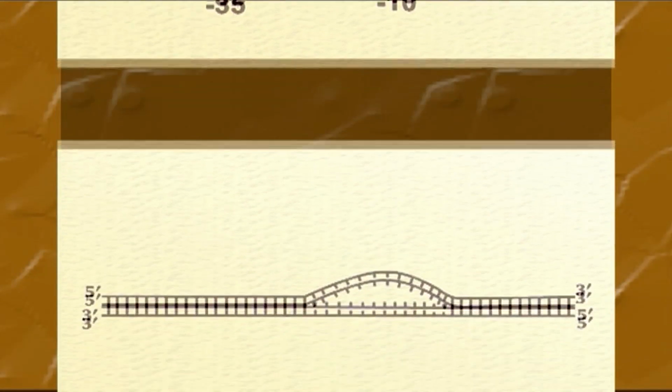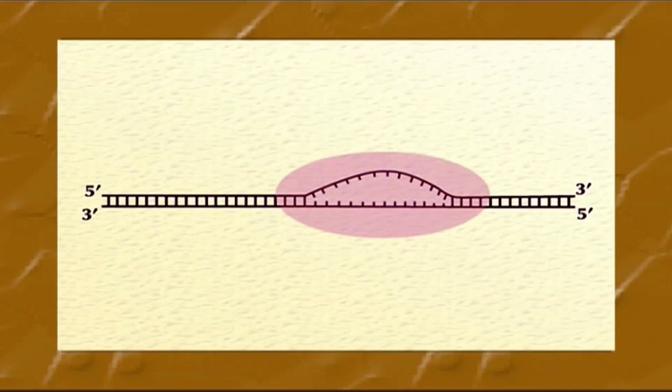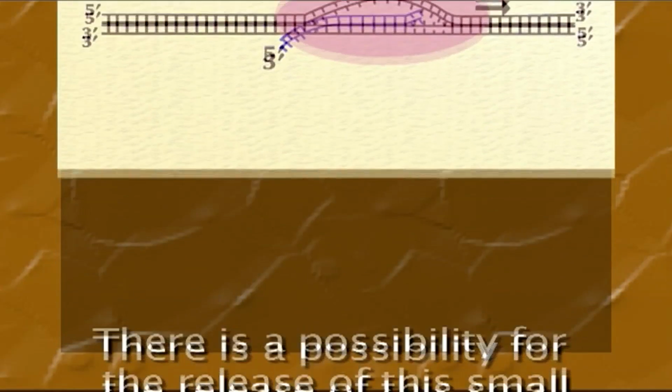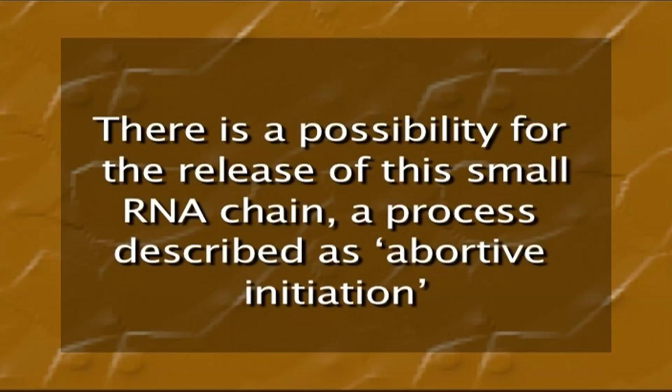Number 3, after unwinding, only one of the two strands is copied, which is achieved by incorporation of nucleotides initially without movement of the enzyme, leading to the formation of an RNA chain up to 9 bases in length. During the incorporation of these 9 bases, at every step, there is a possibility for the release of this small RNA chain, a process described as abortive initiation.